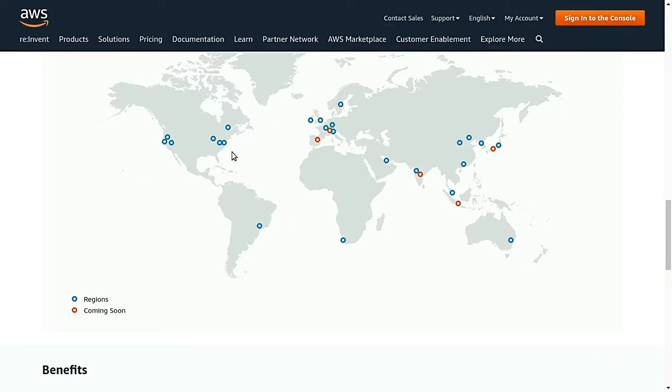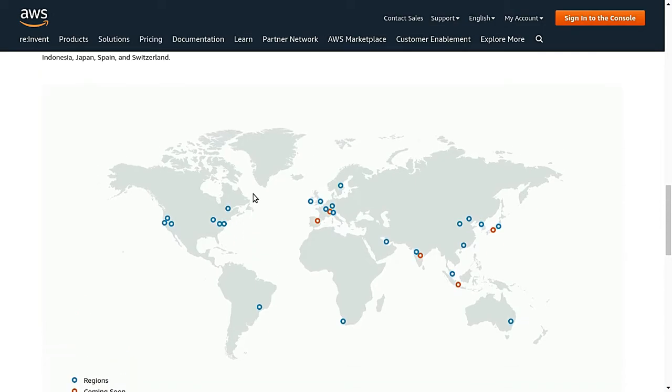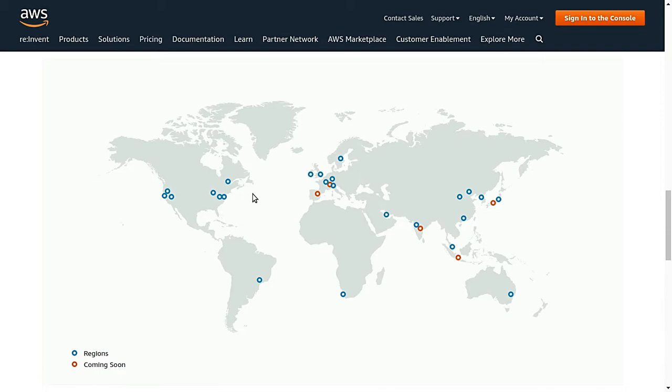So today we are going to talk about AWS regions. AWS is a global cloud provider and therefore it has many data centers all around the world. If you look at this map, these are called regions. The blue dots are regions that exist today and the orange ones are the ones that are coming soon. Each region is a set of data centers.